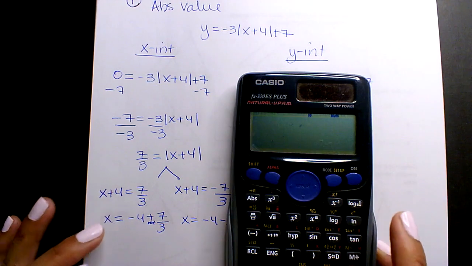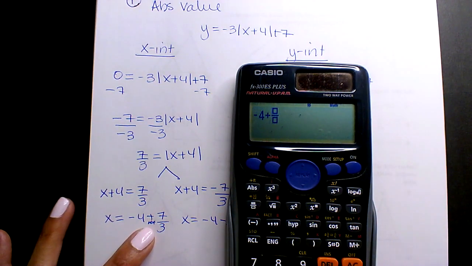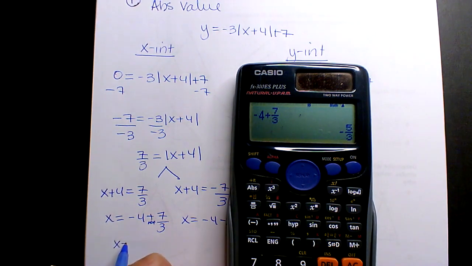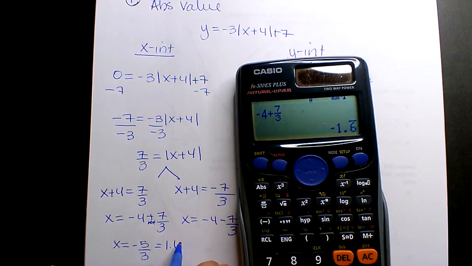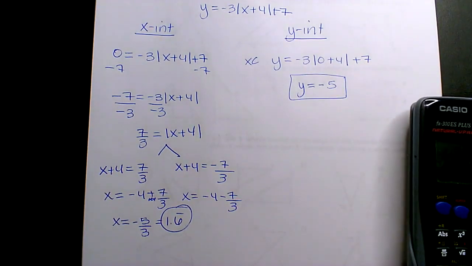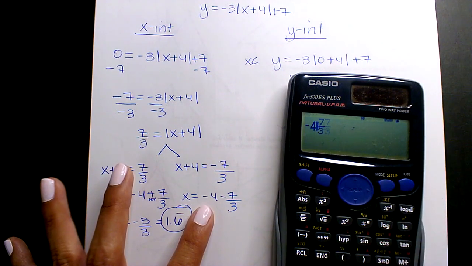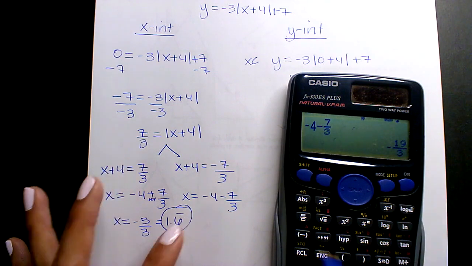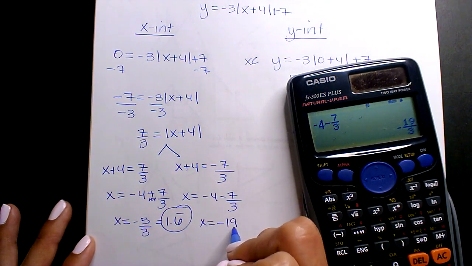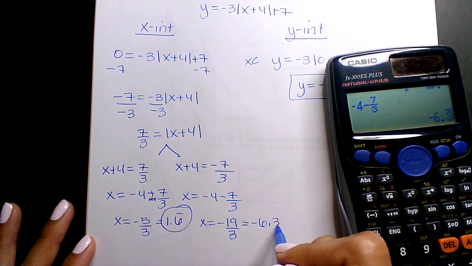And then afterwards I'll show you something else. Hold on. -4 plus 7/3, which gives me 1.6, and that was one of them on Desmos. We'll go back to the graph on Desmos and show you guys. And then subtract, wait, -6.3.